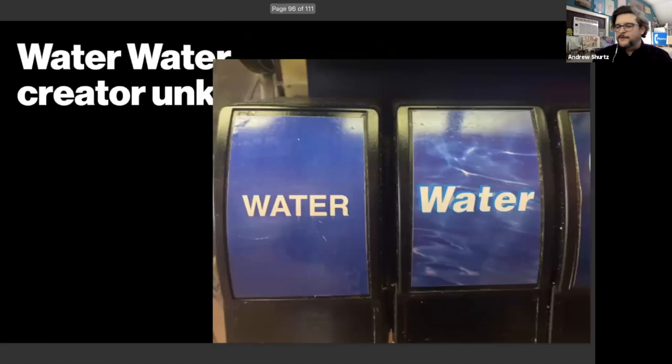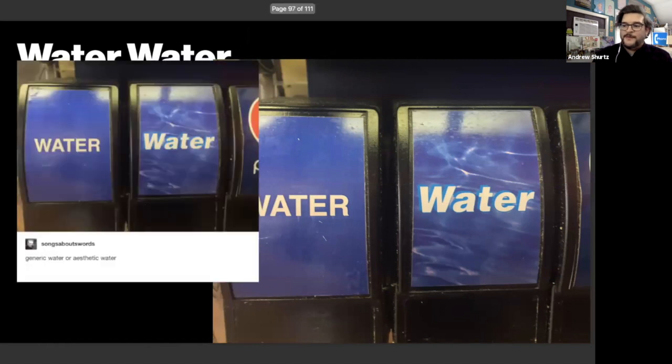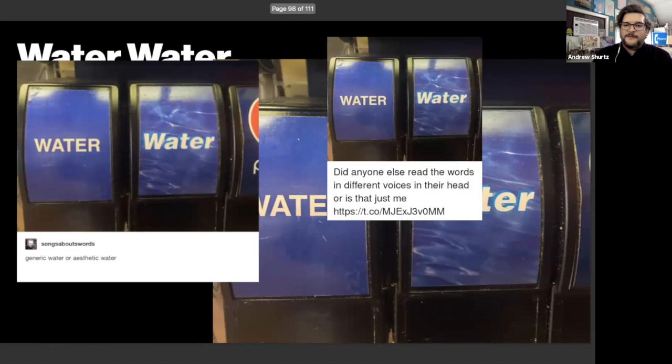Here's another one of my favorite memes. It shows a water fountain with two labels. One is minimal and the other isn't. If you've had one of my classes, I've probably subjected you to it at some point. Here's another version, generic water is aesthetic water. And then, did anyone else read the words in different voices in their head, or is that just me?